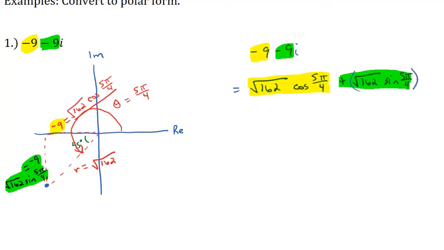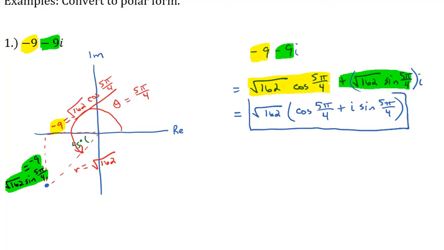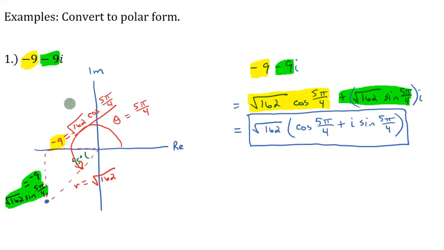Okay, and then I just need that multiplied by my i. So I'll take this times i. And as we saw before, you can drop the parentheses and you can factor out the square root of 162, which would leave a cosine of 5 pi over 4, plus, remember we write our i in the front so it doesn't get grouped in with the angle, plus i times the sine of 5 pi over 4 is all that's left. And so this is the polar form of the complex number -9 minus 9i.